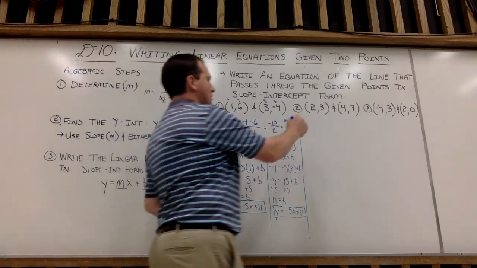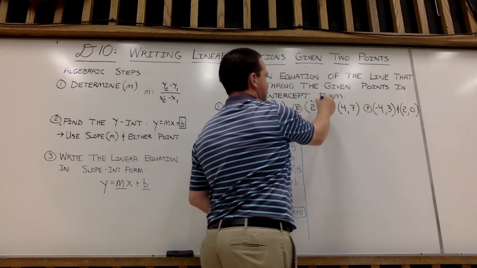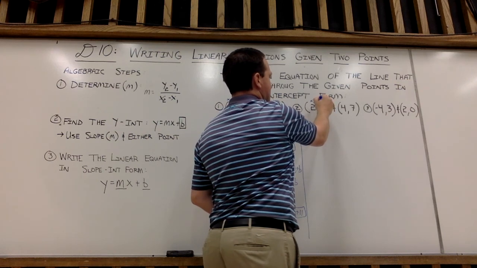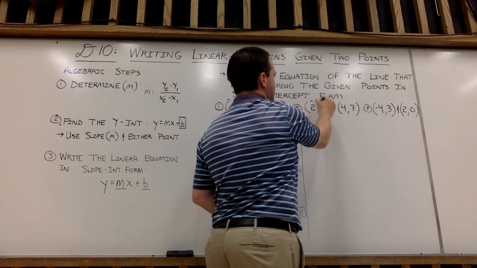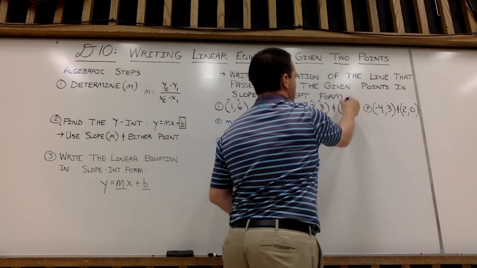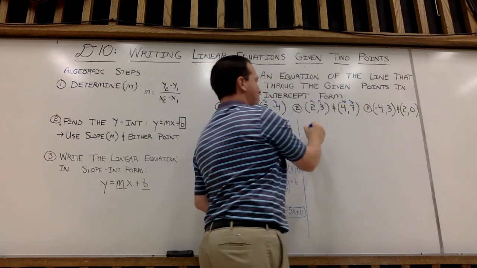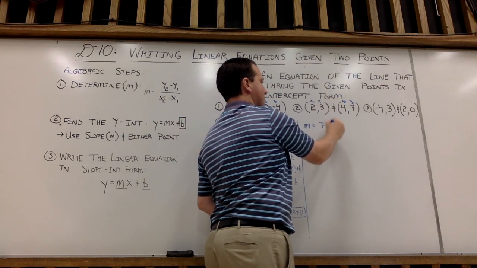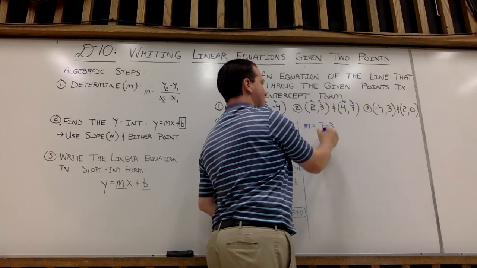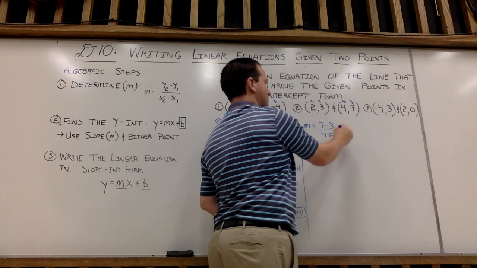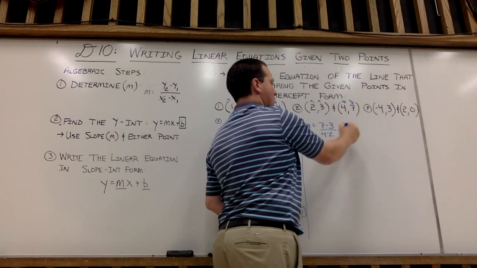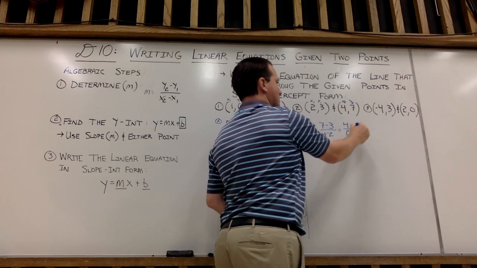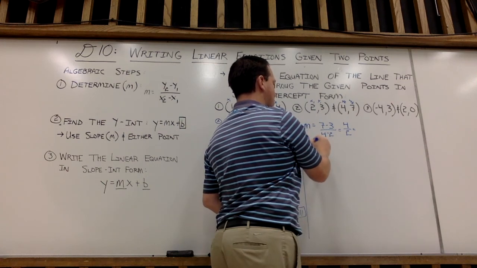All right, let's take a look here at the second example. So we got x1, y1, x2, y2. So step one, I'm going to find the slope, m: y2 minus y1, 7 minus 3, over x2 minus x1, 4 minus 2. So we got 7 minus 3, 4, and 4 minus 2 is 2. So we got m, the slope, is 2.